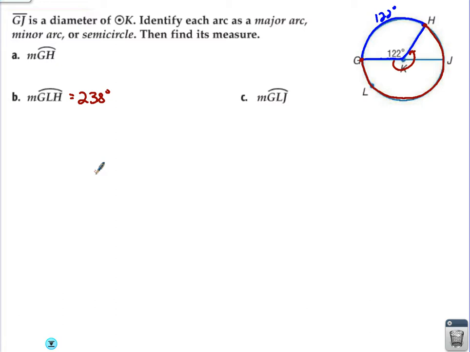Carly, GLJ. Find G, L, and J. What is that?